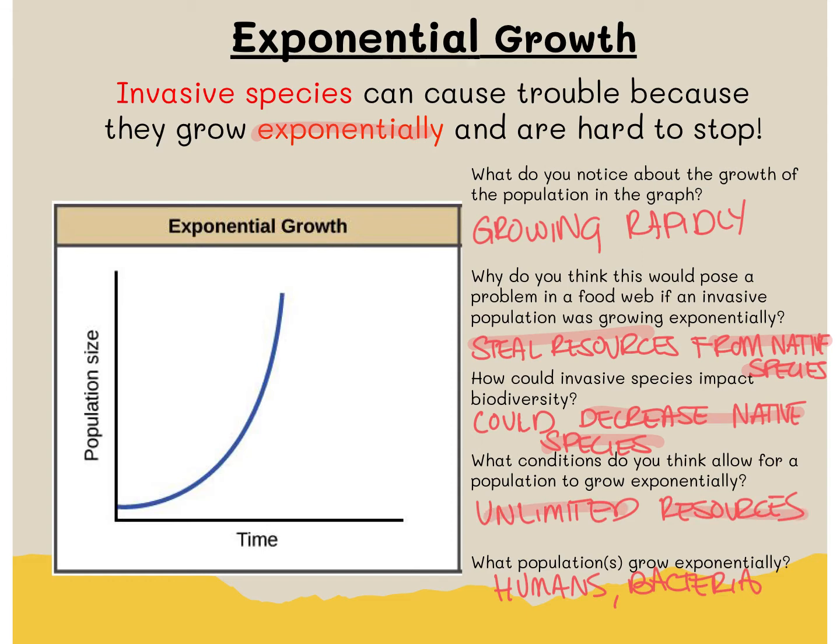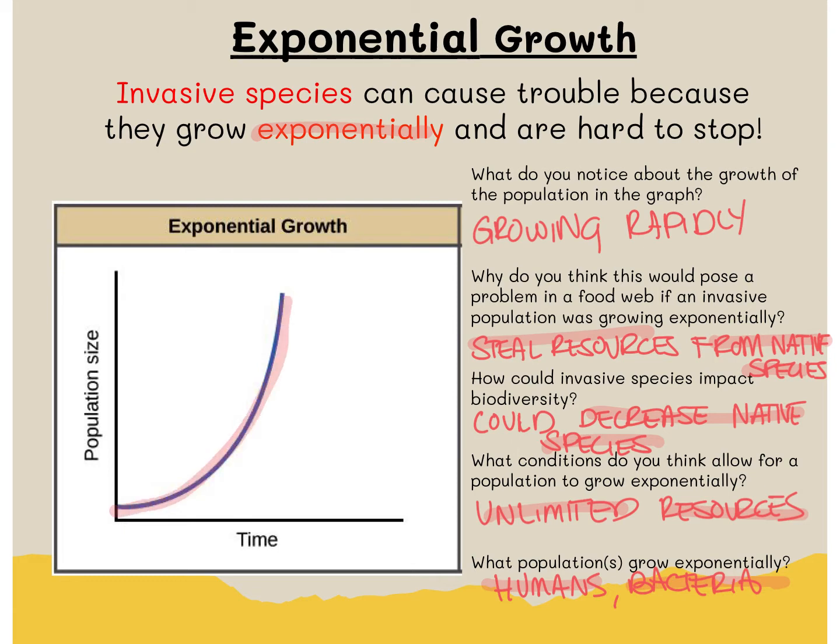And then I asked you if there were any other populations you knew about that might be growing exponentially. And we mentioned humans and bacteria. And in order for a population to grow exponentially, we mentioned that it had to have unlimited resources available. And then we talked about how invasive species grow exponentially. So populations that grow exponentially have a population curve that looks like the one you see in the image. We call this a J-shaped curve.